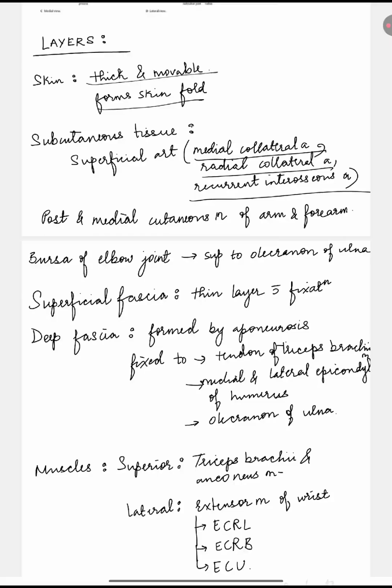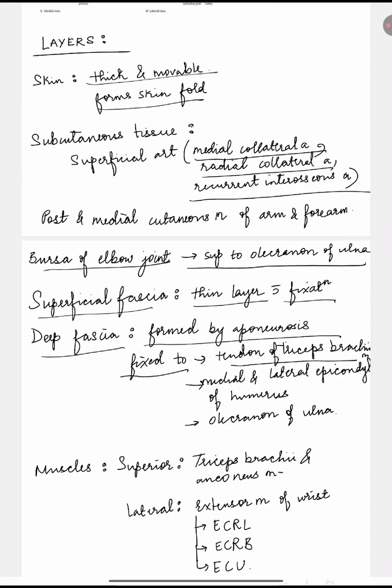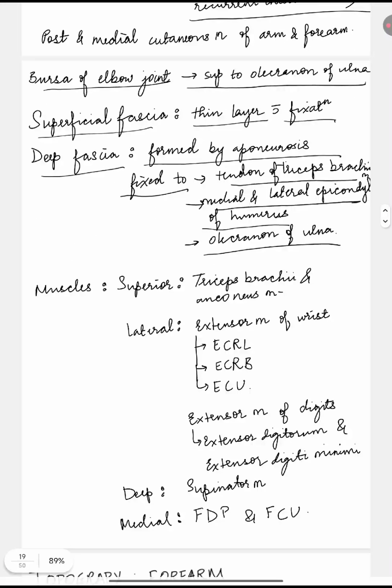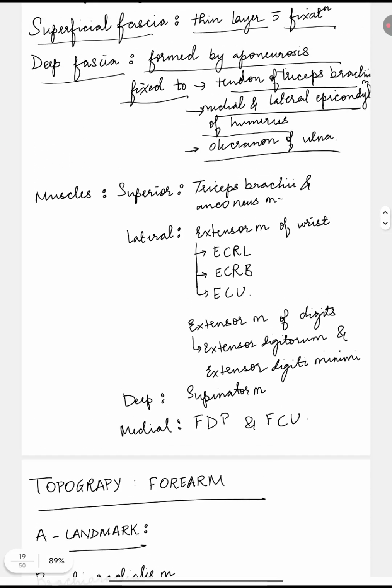Now there is bursa of elbow joint, which is superior to olecranon of ulna. Next is superficial fascia, which is thin layered without fixation. Deep fascia formed by aponeurosis fixed to tendon of tricep brachii muscle, medial and lateral epicondyle of the humerus, and olecranon of ulna. Now there are various muscles.